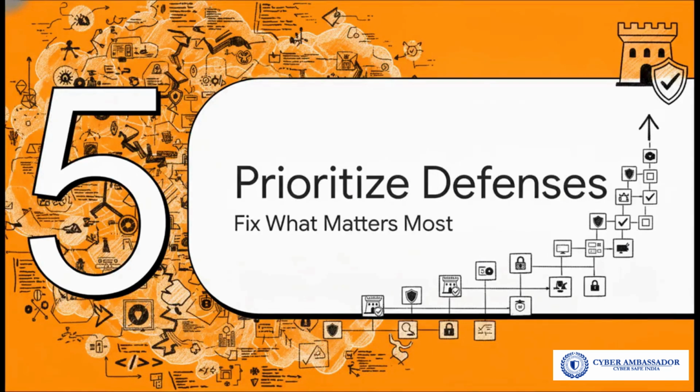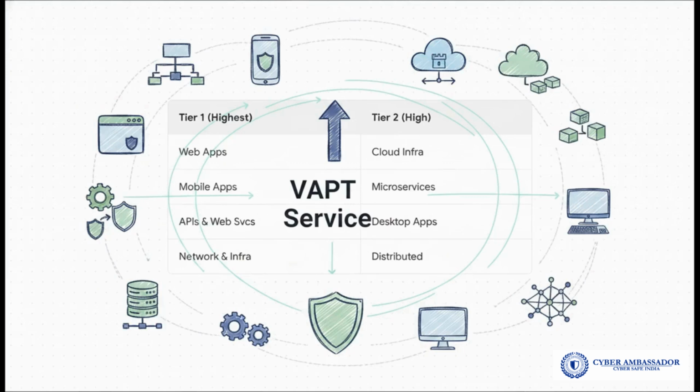attack. Finally, let's look at Section 5, prioritizing your defenses, fixing what matters most. Because, let's be real, you absolutely cannot fix everything at once. So this process helps organize the chaos into a structured priority list. We separate this into tiers. Tier 1 represents your absolute highest priority. These are your web apps, mobile apps, and public-facing APIs. These are Tier 1 because they sit right there on the public internet. They are your most exposed attack surface.